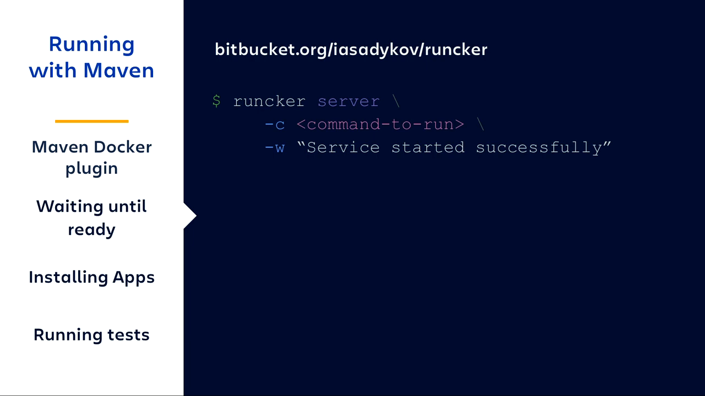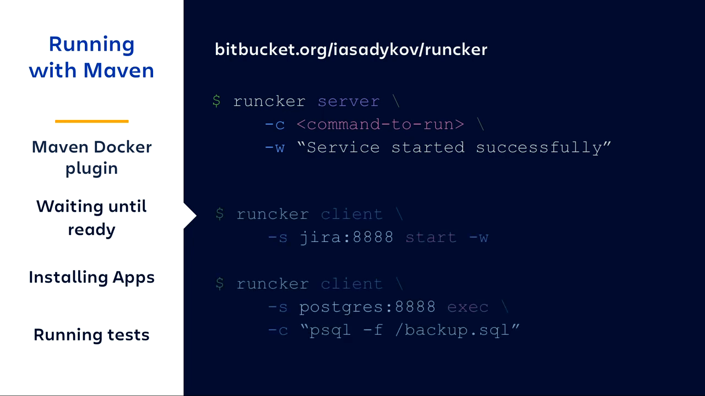And then we pass the phrase which has to be present in the output, so we can think of this underlying command as ready to be used. For example, "service started successfully". If this phrase is present in the output of that command, we can say that the process is ready. And in the controller container, we can use the client mode of runker, which will just connect to the specific container and tell it to start the underlying command and wait until the underlying command is ready. And similarly, we can connect to the container and execute a specific command inside of it, for example, restore the database backup.